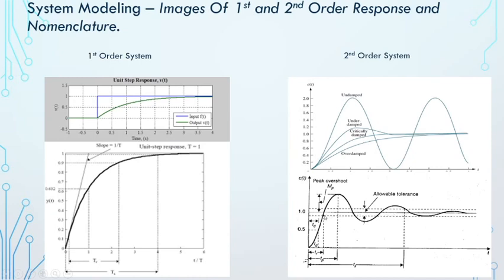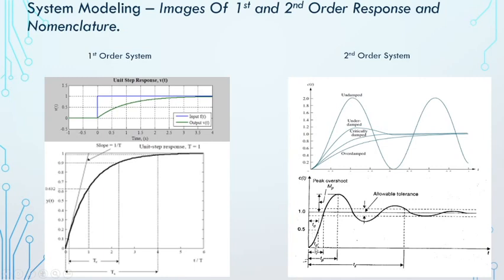Now, in the first cycle for an underdamped system, your system tends to overshoot the input. Don't forget that this is the input and this is the response. So the maximum amplitude above the input is called the maximum overshoot. And then we have the delay time.